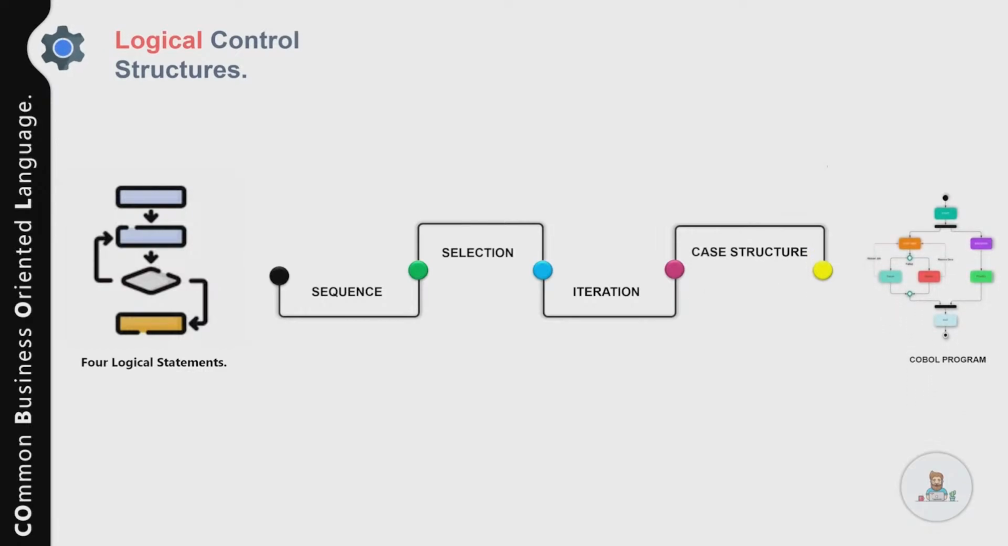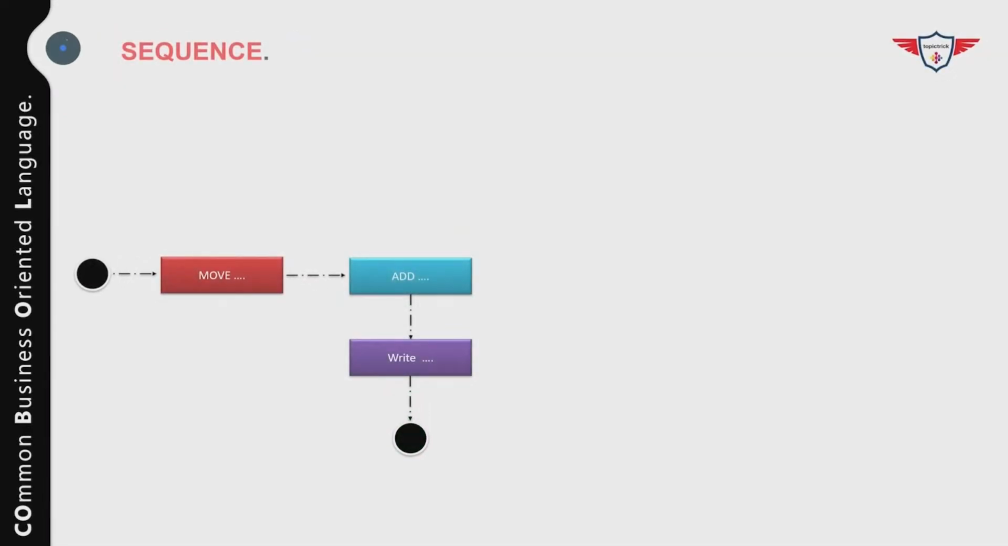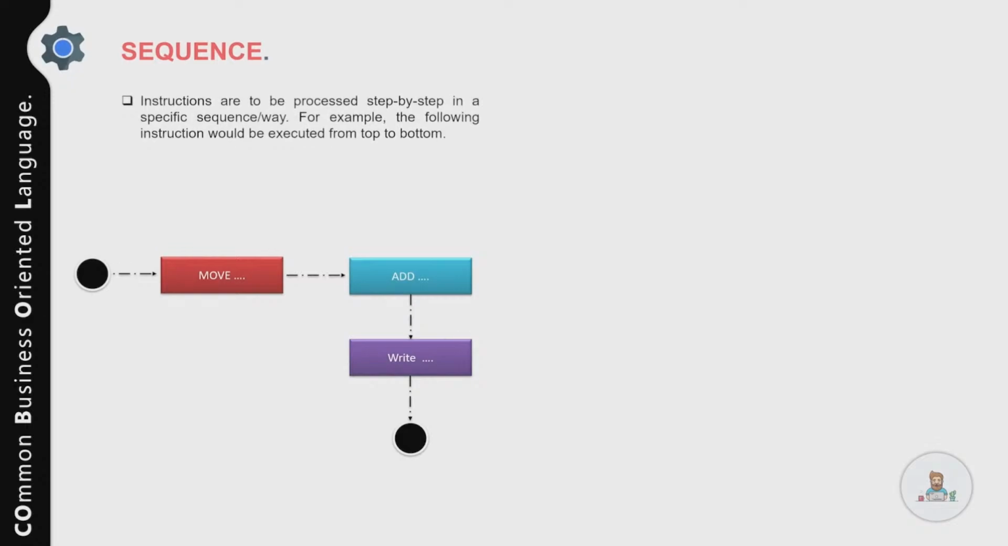The only difference would be the syntax, which is specific to the programming language that you are using to write your program. Apart from that, the terminology will remain absolutely the same. So the four logical control structures are sequence, selection, iteration, and case structure. Now let's talk about each category one by one so that you can understand the terminology, and then we're going to look into how you can implement that in your COBOL program.